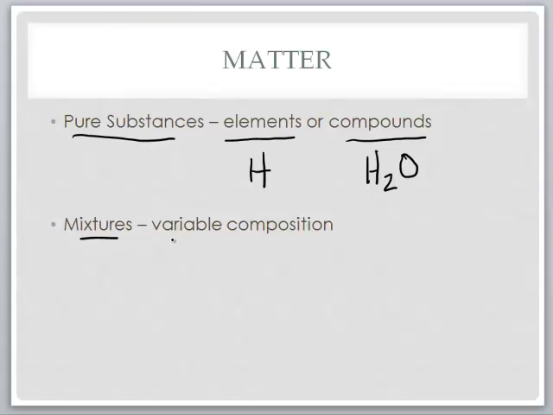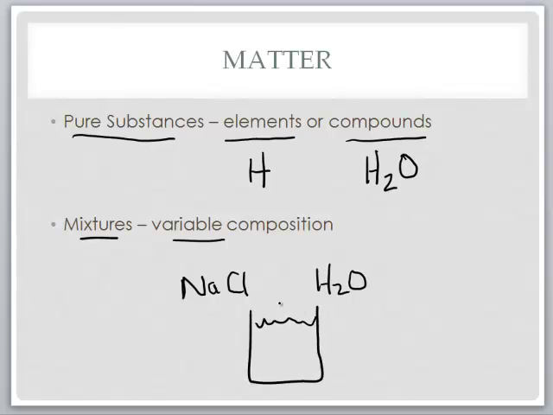Mixtures, on the other hand, have a variable composition. So you are taking two compounds or two elements and you are simply putting them together in the same region. In other words, taking salt and putting it in water to make salt water. You're not chemically reacting these together, you're just putting them together in the same container.